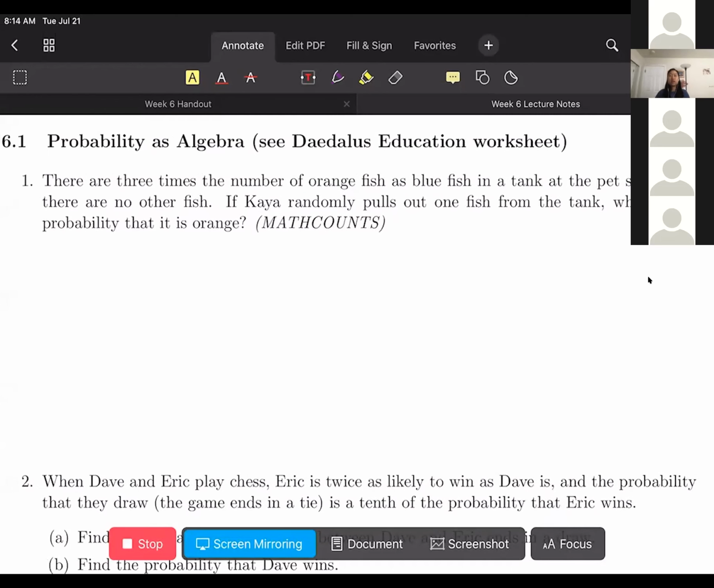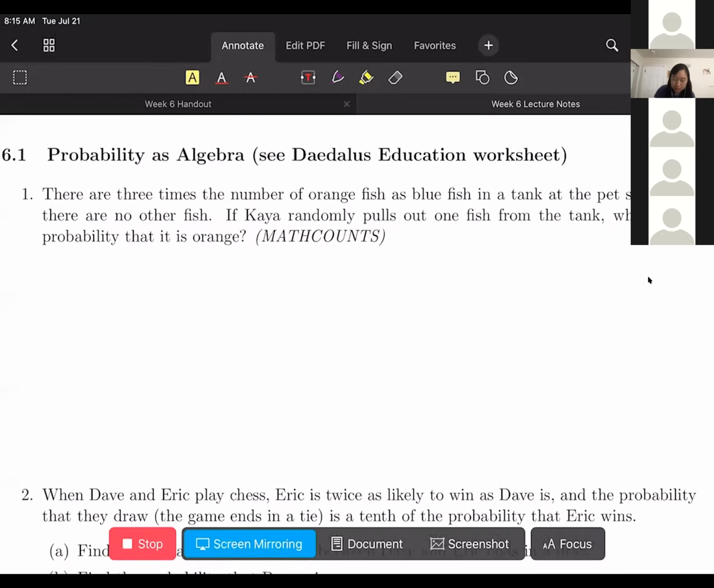So these are problems that are in the handout, and the handout also has solutions written down, but we'll go over some of it together. And then there are some extra problems in the handout that we're not going to go over together, so I'll assign those as homework. So let's take a look at the first problem.